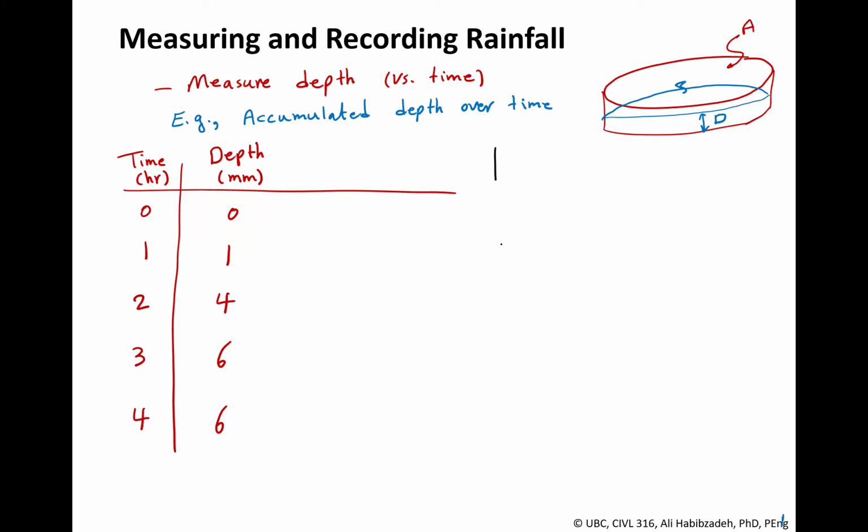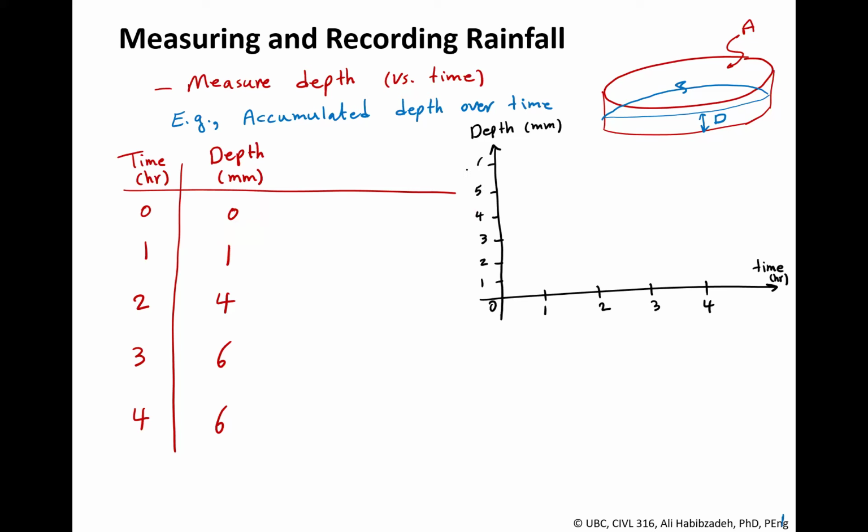If you take this data and plot it, I'm going to have time on one side in hours. So I have 0 and then 1 and then 2 and 3 and 4. And then let's say depth in millimeters on the vertical axis. Again, this will be 1, 2, 3, 4, 5, and 6.